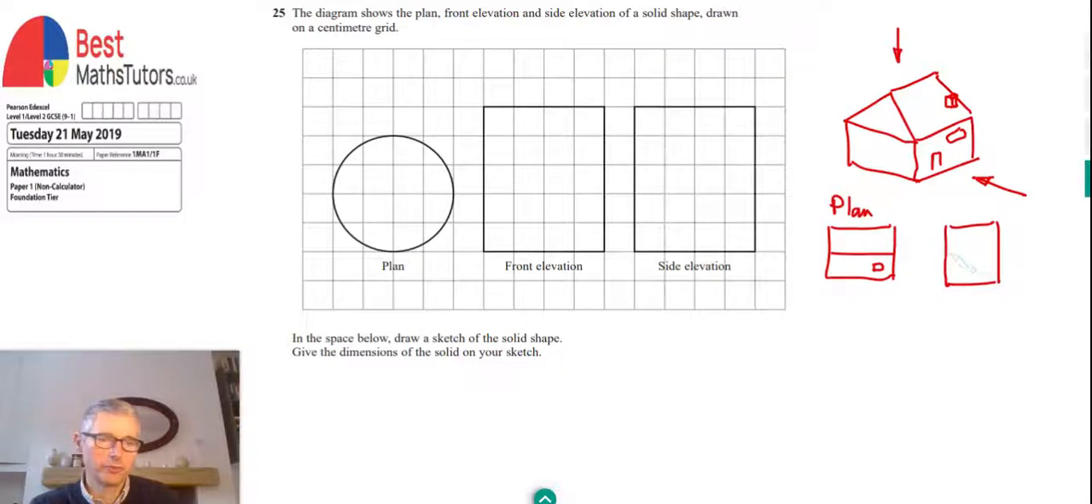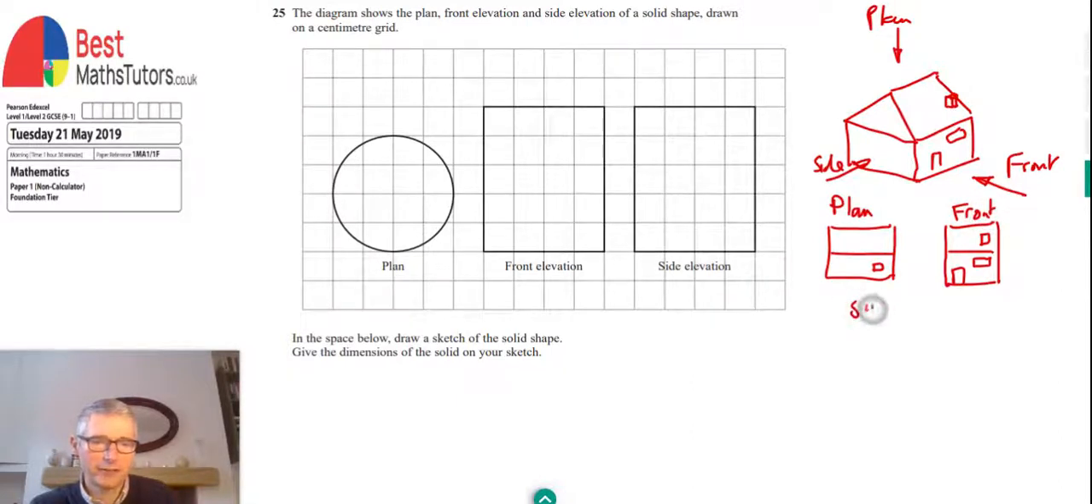So we can see there's the front of the house, with the window and the door and a little bit of the chimney that we'll be able to see there. And the side elevation is looking from there. So we've got plan, front, and side. So that was my front elevation.